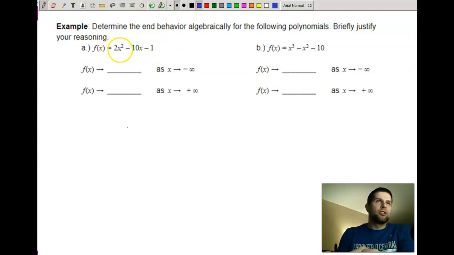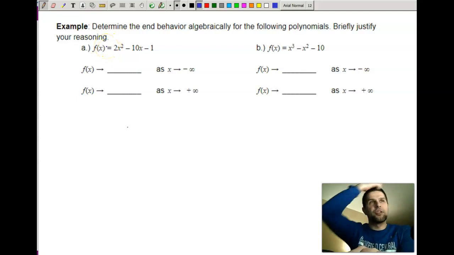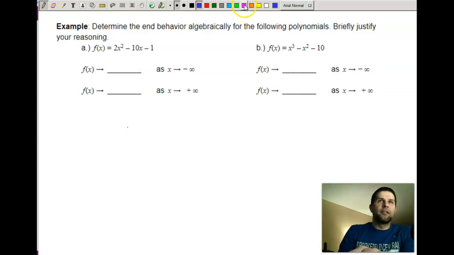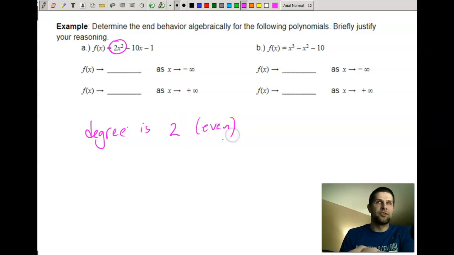But before we check our answer, if you look at part A, it says, determine the end behavior algebraically for the following polynomials. Briefly justify your reasoning. Here's what you need to know: this first term here determines everything. 2x squared is a quadratic function, so I know that the degree is 2. In other words, it's even. It's an even degree polynomial. And the leading coefficient is 2. In other words, it's positive.